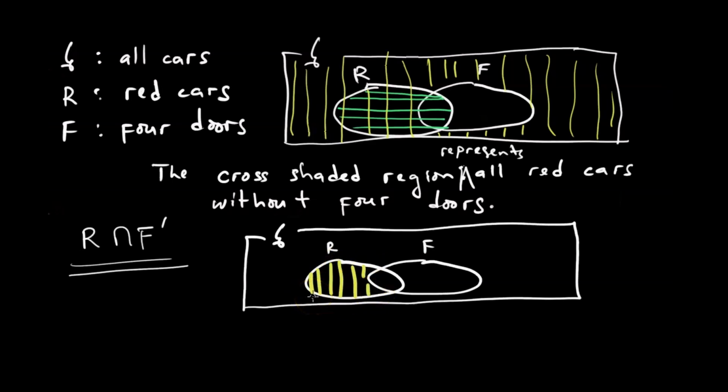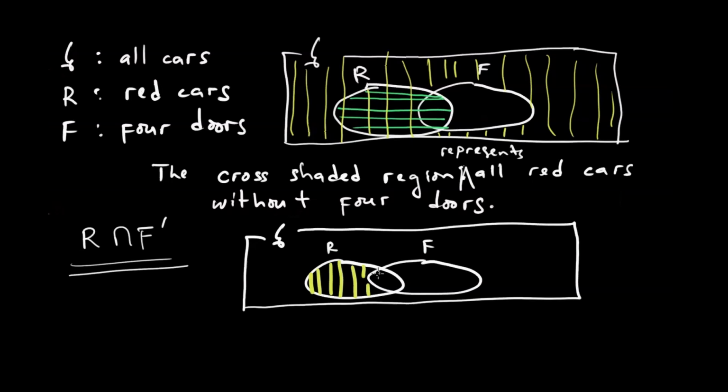Through logic and reasoning, you get to this answer. Just internalize the information and start to imagine it. R represents red cars, F represents cars with 4 doors. But the question says we shade the region with red cars that do not have 4 doors. That means we have to avoid the intersection, because the intersection represents red cars that have 4 doors.